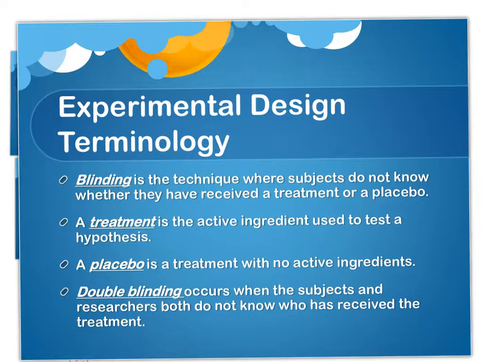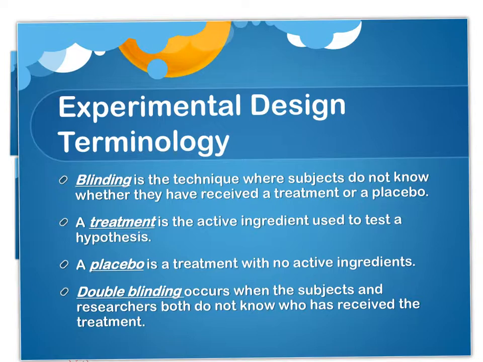These other elements are called blinding. Blinding is the technique where subjects do not know whether they have received a treatment or a placebo. So in certain experiments, we blind our subjects so they don't know what they're getting. This helps to ensure that bias is not a factor in our actual experiment. The other part of blinding is what we call double blinding. Double blinding is when the participants or the subjects and the researcher do not know who got what treatment.